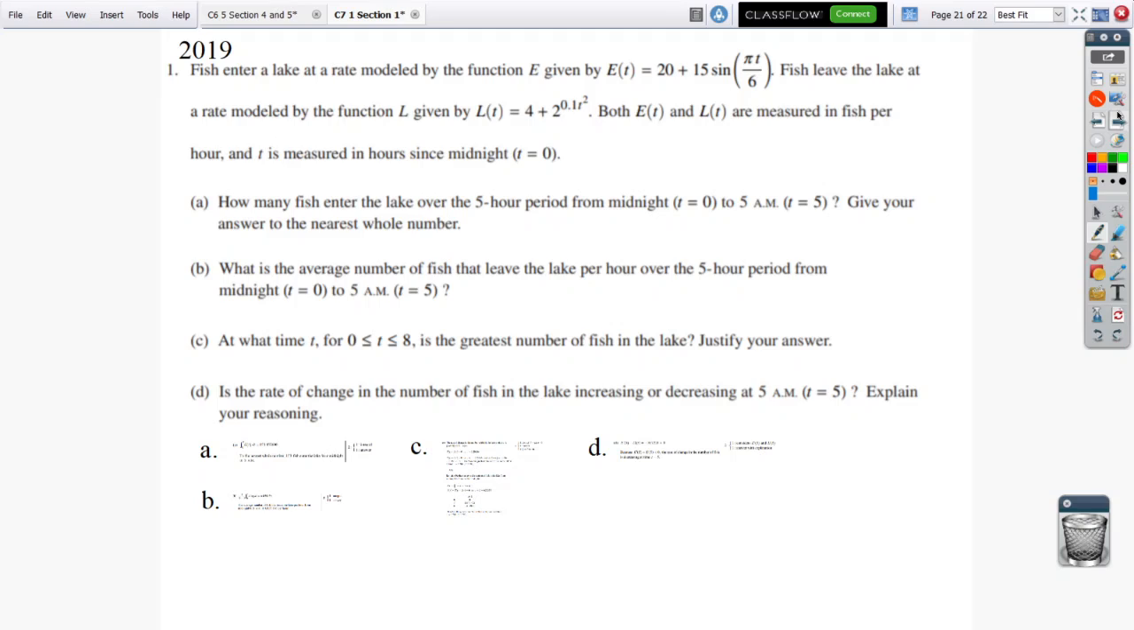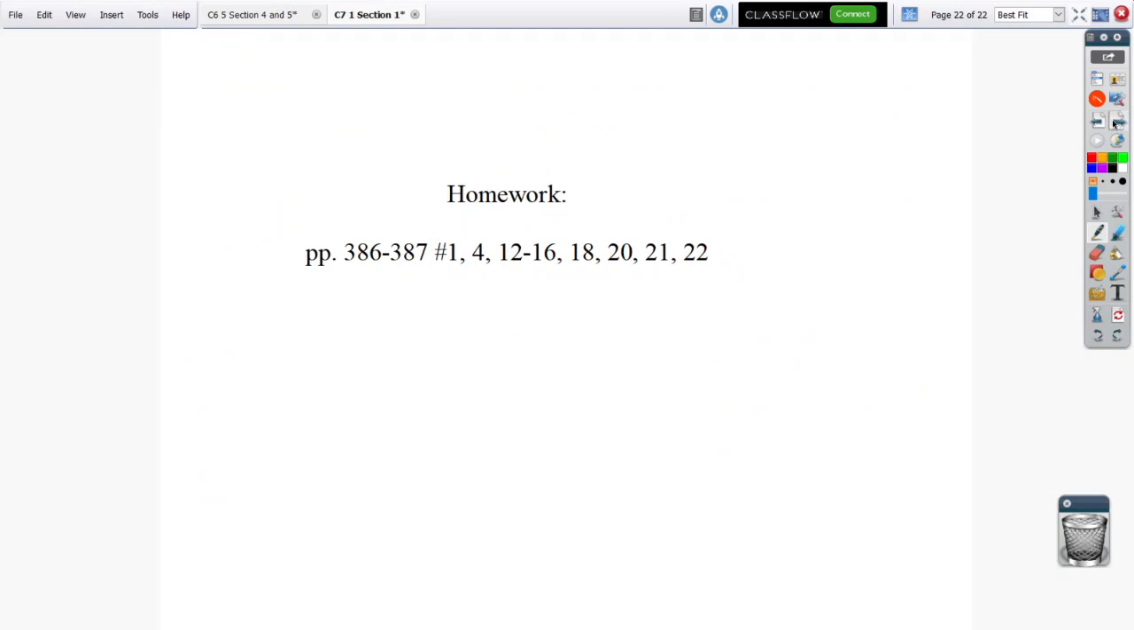Hopefully tomorrow we'll be able to go through that problem, at least in part. But here's your assignment, and I will see you guys after the break.